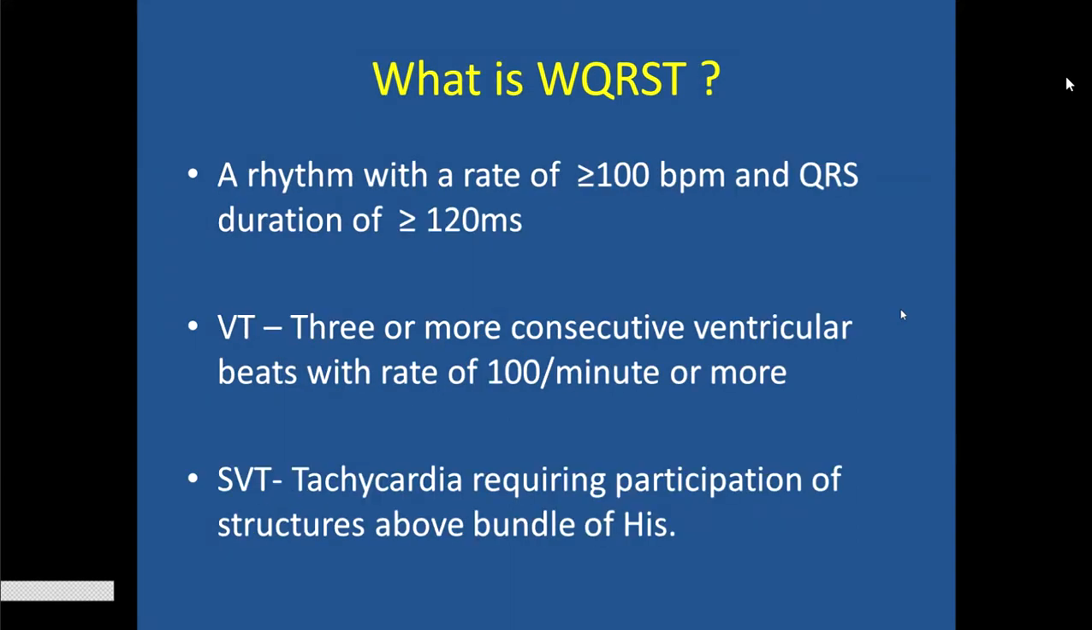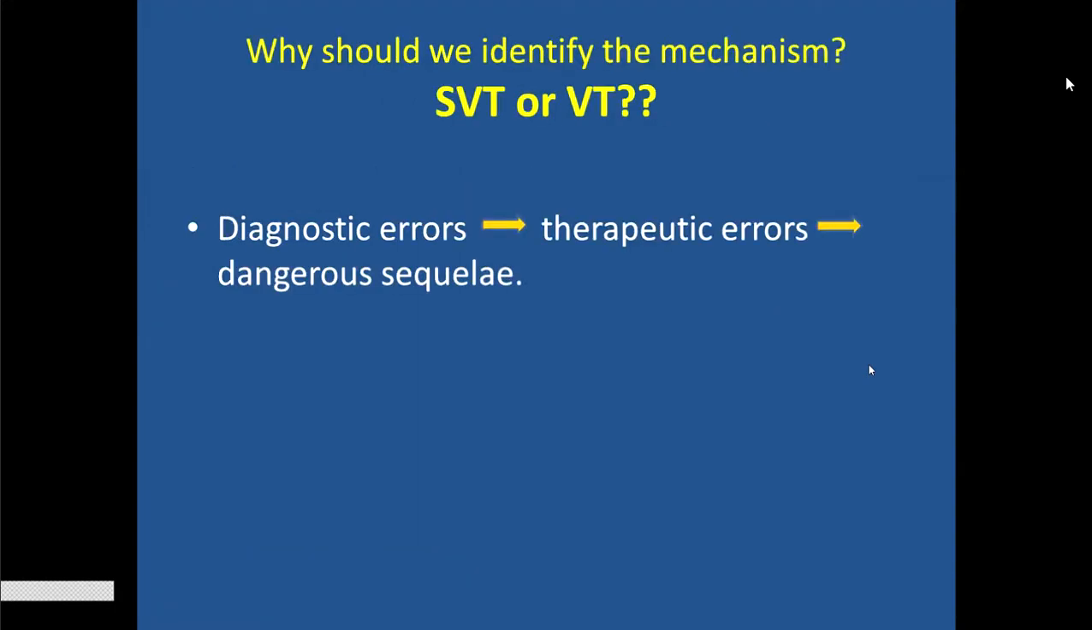So what is wide QRS tachycardia? It is a tachycardia with a rate of more than 100 beats per minute and a QRS duration of more than 120 milliseconds. And I'm sure you all know about it. When we call it ventricular tachycardia, 3 or more consecutive ventricular beats with a rate of more than 100 per minute is VT. When we call it supraventricular tachycardia, it is a tachycardia requiring participation of structures above the bundle of His. So this is the basic stuff.